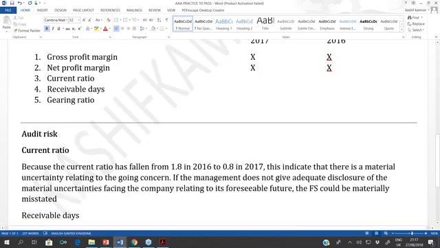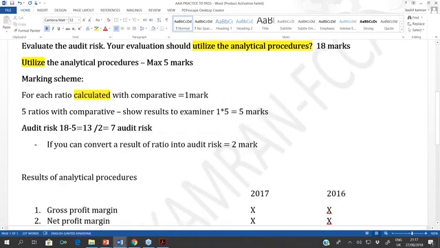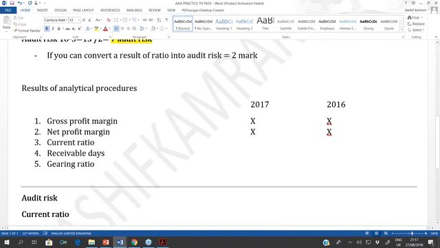And the way you want to go down: how many audit risks do we need to identify? Do you need to identify 7 audit risks? For example, we identified 2 of them from the ratios. Now that means we need to write 5 more.